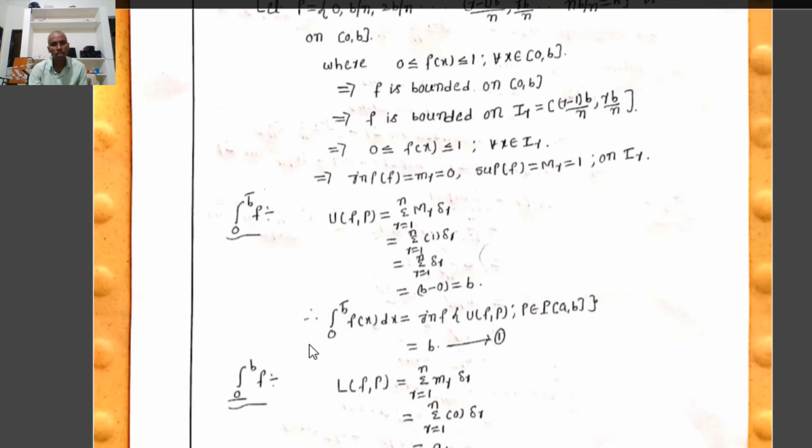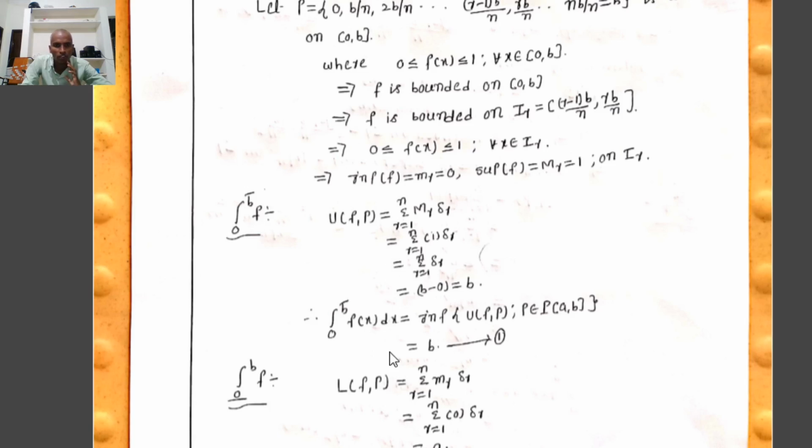Therefore, we have to find the upper Riemann integration. By definition of the upper Riemann integration, the integral from a to b of f(x) dx equals the infimum of U(f,P) such that P belongs to the set of partitions of the closed interval [a, b], here [0, b]. That is the infimum of the set of all upper Riemann sums, which equals b for any interval. Therefore the upper integral from 0 to b of f(x) dx equals the infimum of b, which equals b. Therefore the upper Riemann integration must be equal to b.